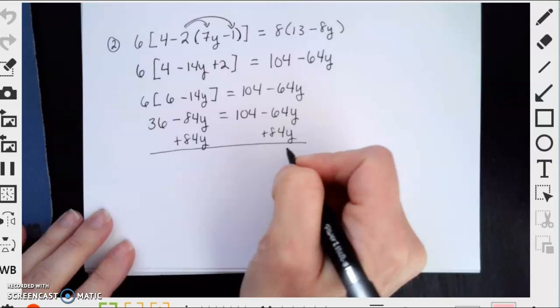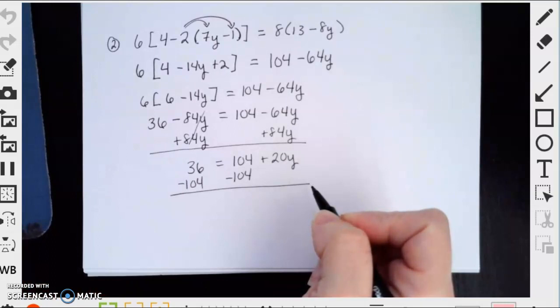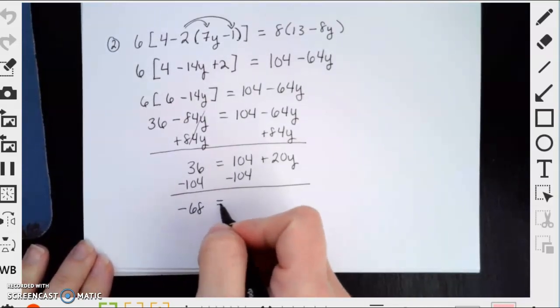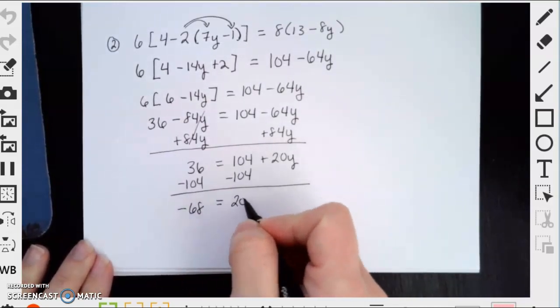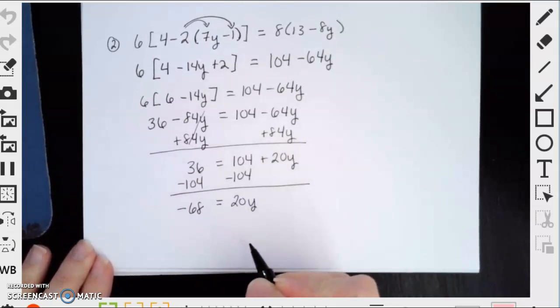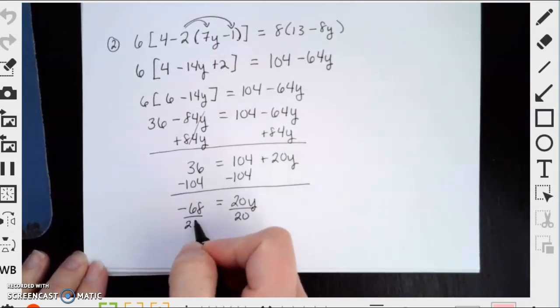36 equals 104 plus 20y. Now since I have the y's on the right hand side, I have to get my constant over to the left, so subtract 104 from both sides. 36 minus 104 is negative 68. So negative 68 equals 20y. And now I want to make the coefficient of the variable 1, so I'll divide by 20 on both sides.